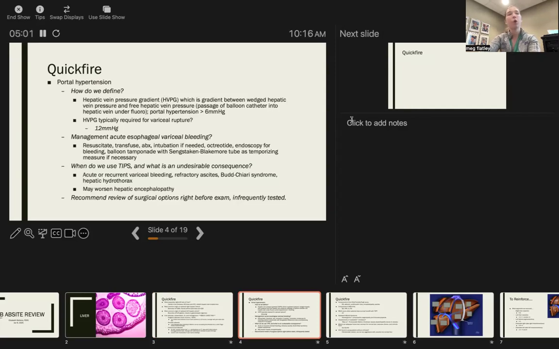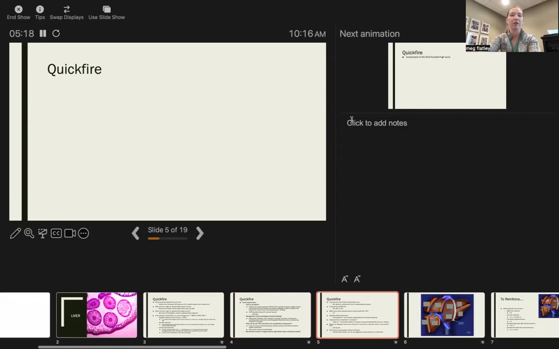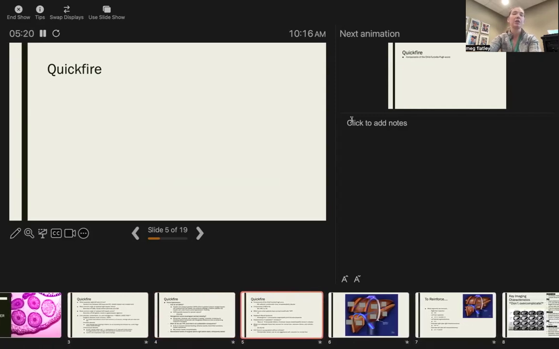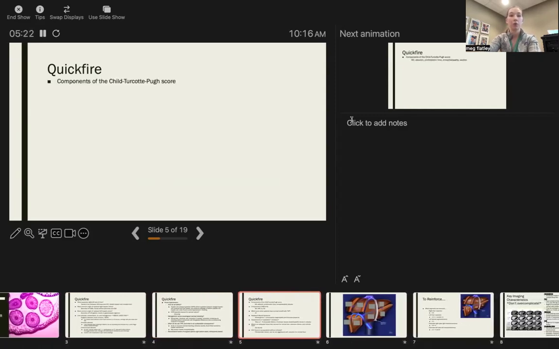There's all sorts of older shunts that were done surgically prior to IR really coming into play. I think I've seen a question or two. If you're looking for like 95th percentile, review that before the exam. There's a page in the ABSITE book. Otherwise, I'd say it's probably fairly low yield, both on the ABSITE and in real life.